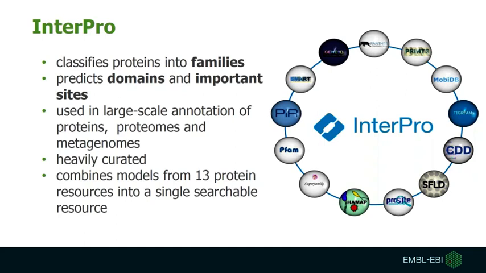What InterPro does is it provides a functional analysis by classifying the proteins into families. It also predicts domains and important sites using information from different protein databases. Currently, we have 13 of these protein resources that we use in InterPro. And InterPro is heavily curated, which means that the information that we have has literature references for it.